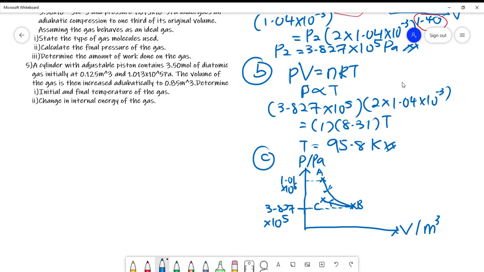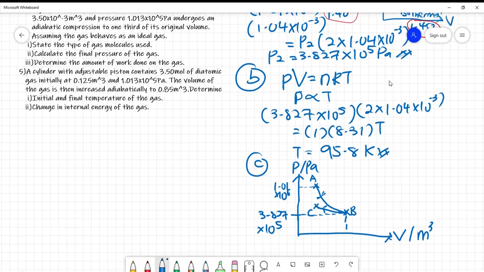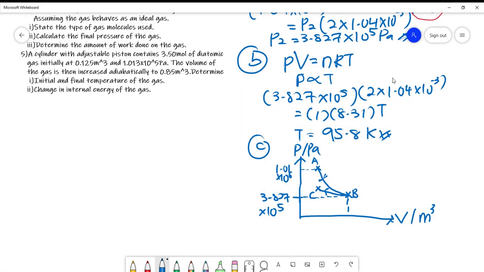Okay, so what will be our V2? My V2 is actually 2 times 1.04 times 10 to the power negative 3. So this will be my 2.08 times 10 to the power negative 3. What will be our initial temperature? The initial temperature will be 1.04 times 10 to the power negative 3. So this is how we draw the graph of adiabatic changes and isothermal change.